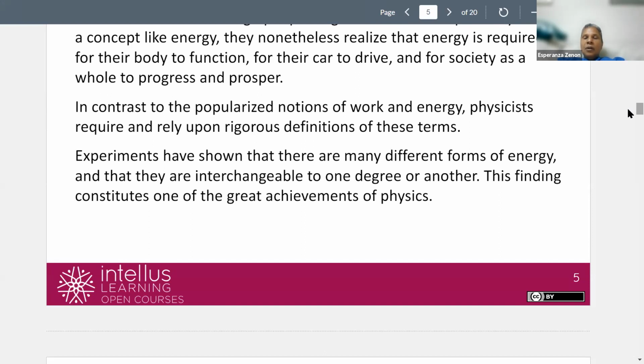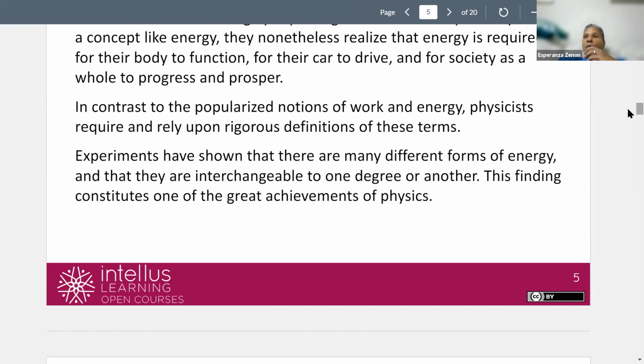Okay. And so our understanding of those terms is based on experiments that have been done. Through these experiments, we now know that energy is something that can be exchanged, that work and different forms of energy are interchangeable. That is a monumental achievement in the world of physics, if you will, because it really does give us some insight as to how our actual environment works.